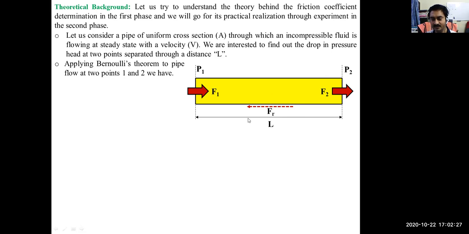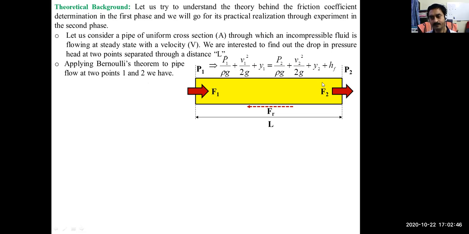So we're interested to find out this particular thing. L is the distance between these 2 points. Applying Bernoulli's theorem to the pipe flow at the 2 points 1 and 2, I can write P1 by rho g plus V1 square by 2g plus Y1 is equal to P2 by rho g plus V2 square by 2g plus Y2 plus HF.